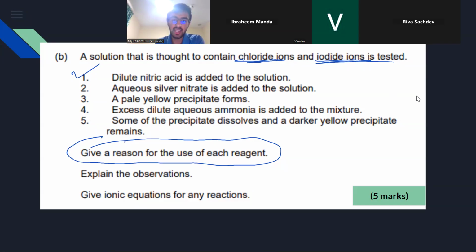Now, which one of these dissolves in excess dilute aqueous ammonia? Yeah, chloride. And some of the precipitate dissolves. So that's going to be your chloride that's dissolving. And a darker yellow precipitate remains. Let's explain that observation. Why is the precipitate that remains darker yellow? What's making it darker?